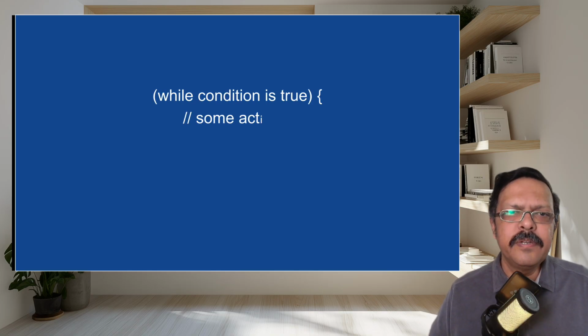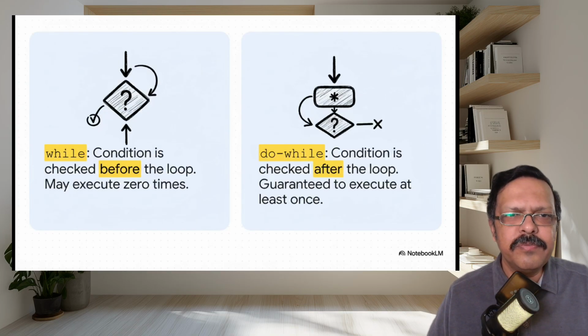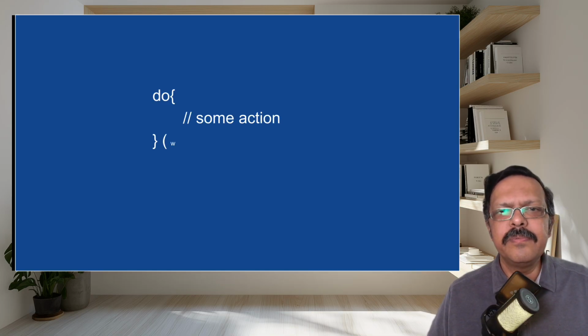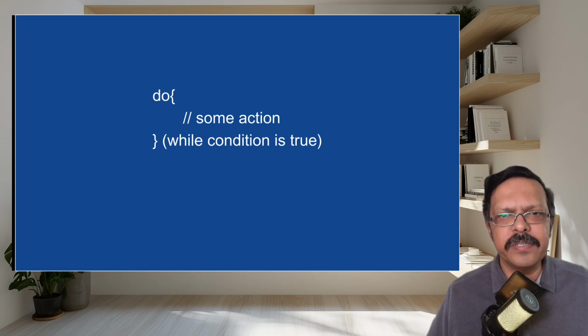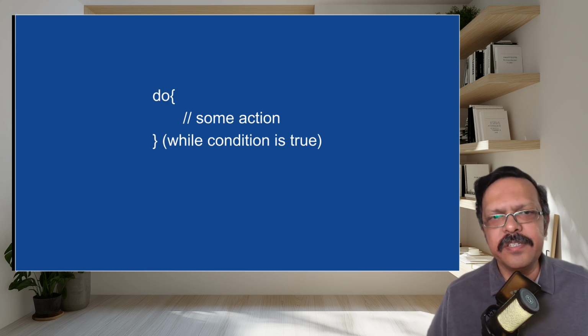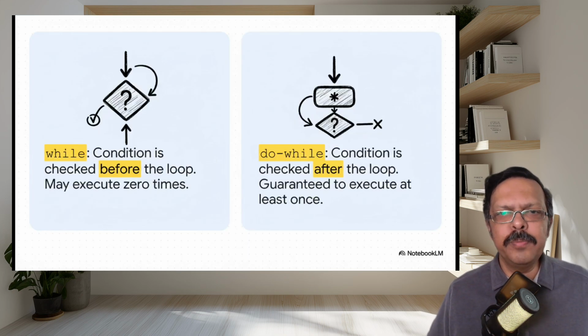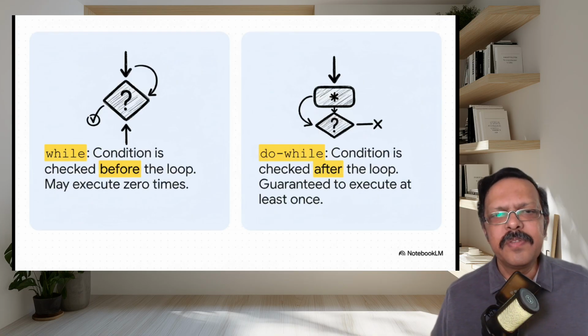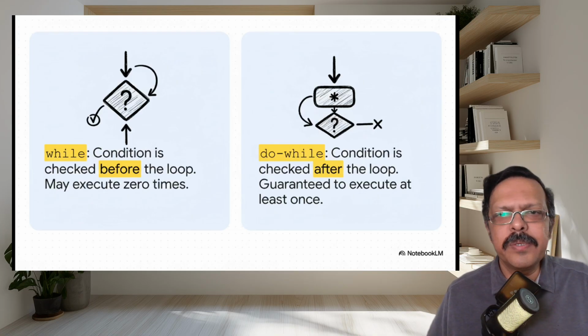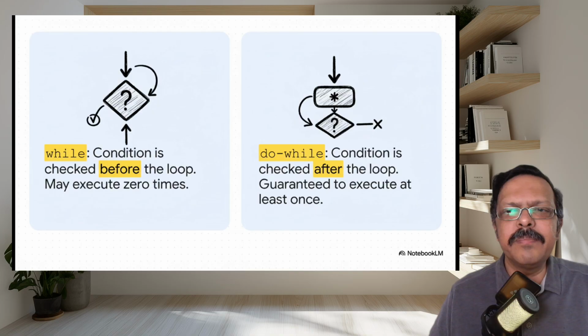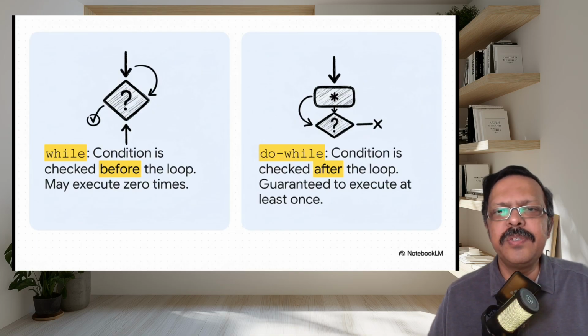That's the while loop. Then we have the do while loop, where you flip that logic. It runs the block of code at least once, then checks the condition. So this guarantees that the loop executes at least once, no matter what happens. So this is great for menus, user prompts, and situations where showing something once is essential.